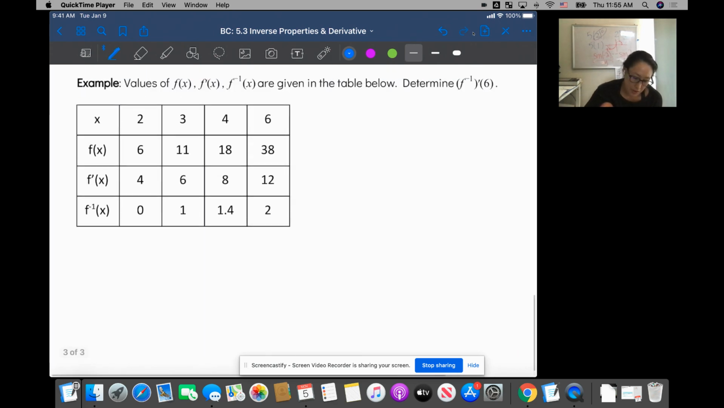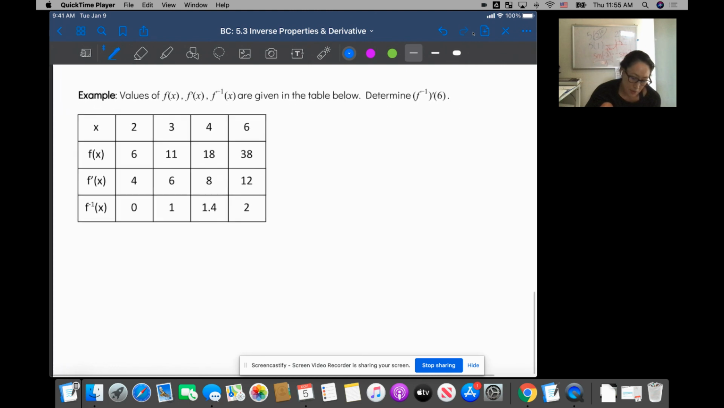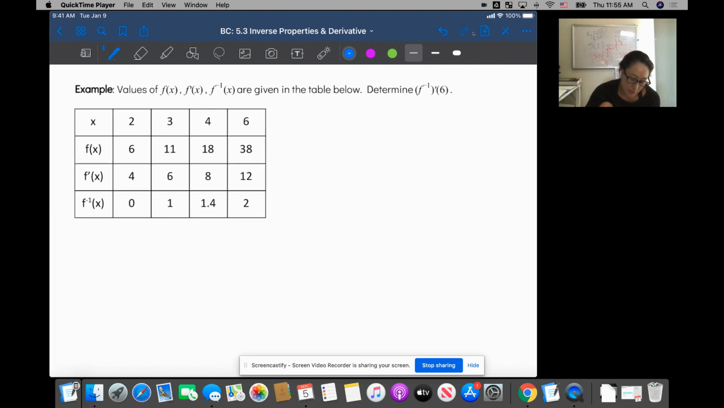Okie doke. Last one. So I'm given a bunch of stuff. I have f prime, f inverse of x. And I want to find f inverse prime of 6. Again, I'm going to make my chart. This is like, again, how I save myself.